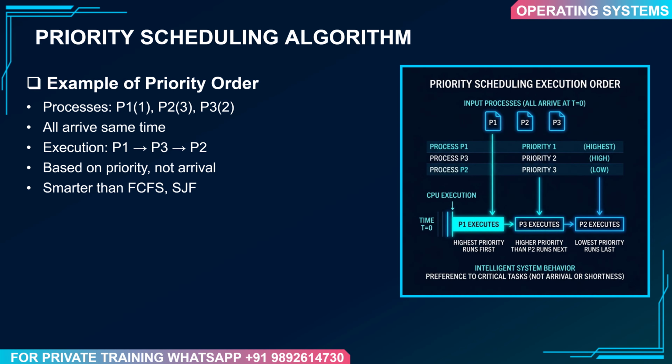Let's make this clearer with an example. Imagine three processes P1, P2, and P3. Suppose P1 has priority 1, P2 has priority 3, and P3 has priority 2. If all of them arrive at the same time, the CPU will first execute P1 because it has the highest priority. After P1 finishes, it will choose between P2 and P3. Since P3 has higher priority than P2, it will run next, followed by P2. This makes the system behave intelligently by giving preference to more critical tasks instead of just following arrival order like FCFS or shortest job like SJF.